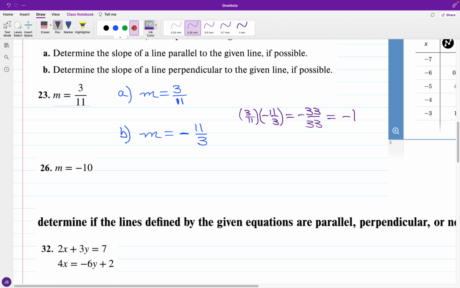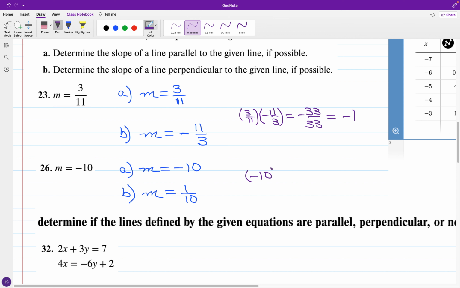Now, for what we have in the case of 26, again, we're looking at the slope of a line parallel. If the given slope is -10, well, for the parallel line, we have -10 likewise. And for the perpendicular, we're going from a negative to a positive, and the reciprocal of 10, which is 10/1, will be 1/10.